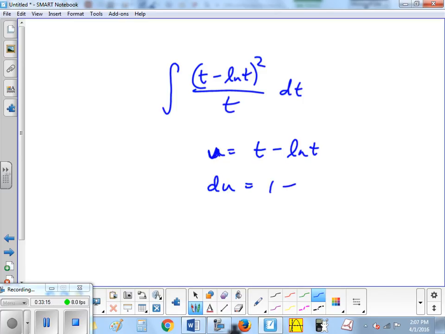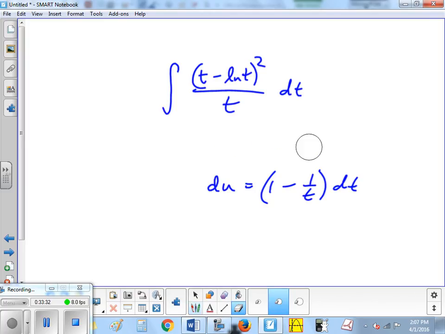Yeah, this is going to be 1 minus 1 over t, and unfortunately we don't have a 1 minus 1 over t. We have a 1 over t. See the problem? Okay, so that's a real problem, actually. What it means is it's not a u sub problem. It just isn't that same kind. So what do we do in that situation?